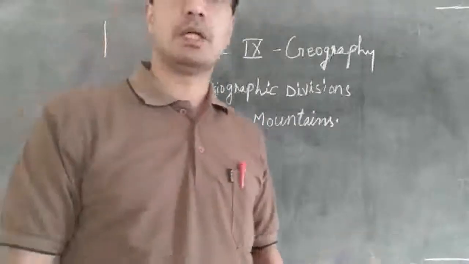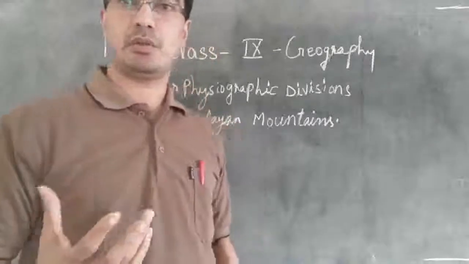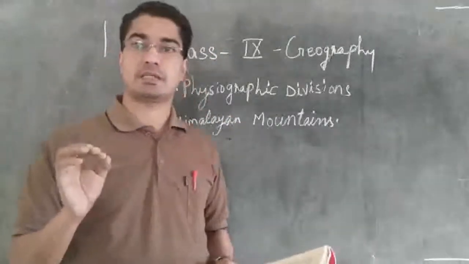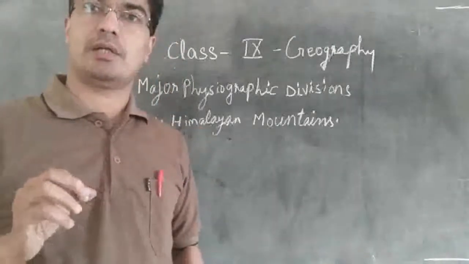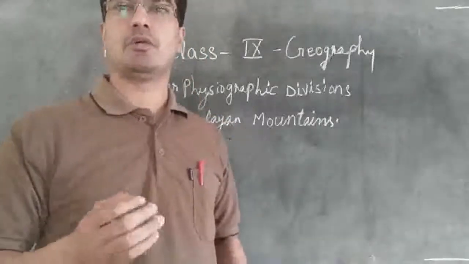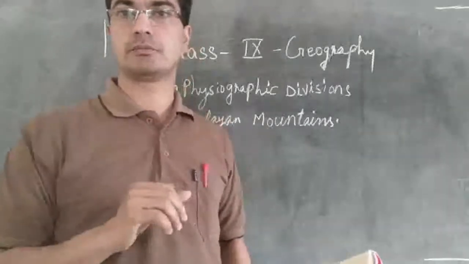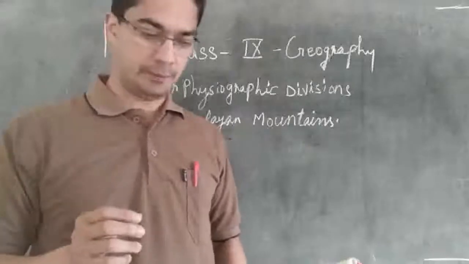Then we have the Indian desert, the desert area. The specialty of the desert is that it lacks rain or receives very little rainfall, and therefore many plants are not able to grow there. Only very few plants which can survive on that very little rain are grown there.